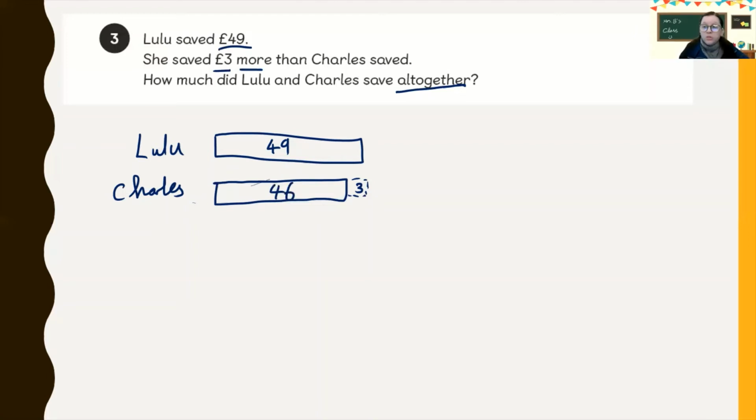Okay, now we need to do part B. How much did Lulu and Charles save all together? What calculation do we need to find out the all together? It is an add. Well done. So how much did Lulu save? £49. Well done if you said that. How much did Charles save? £46. Well done. And we're going to add. 9 add 6 is, use your fingers if you need to.